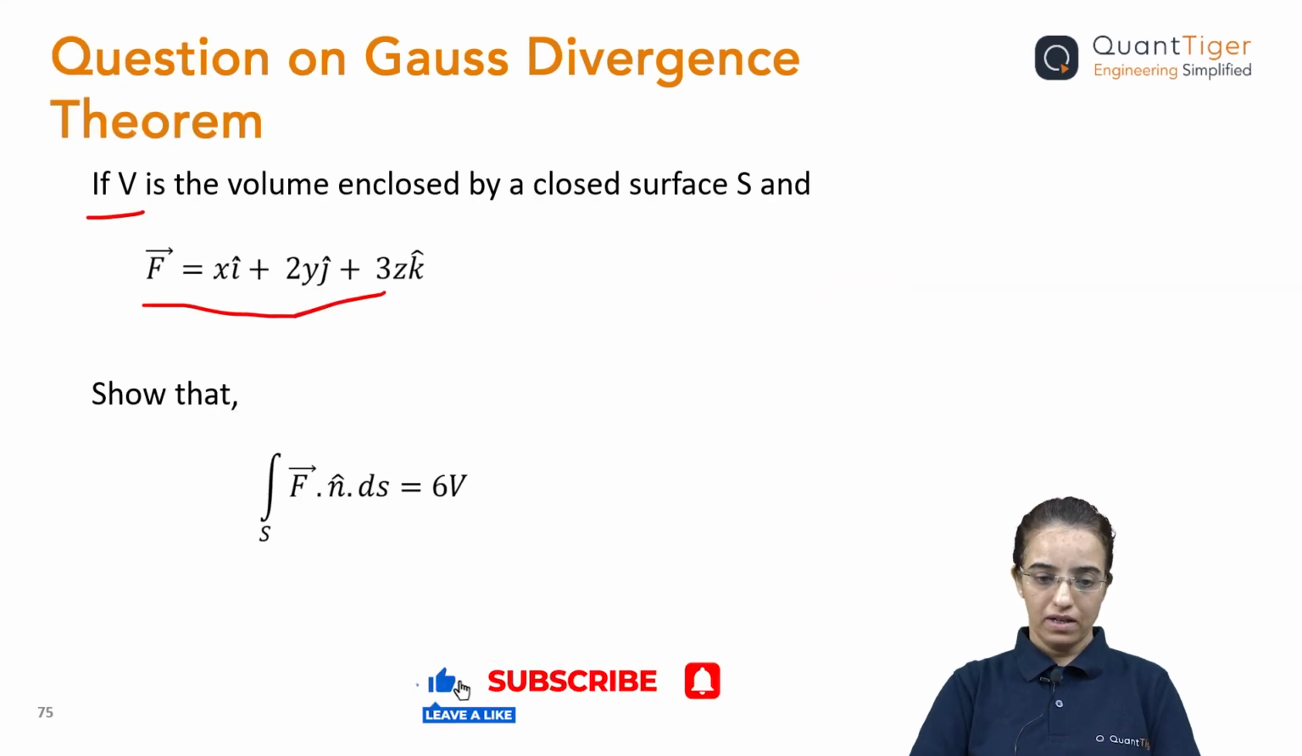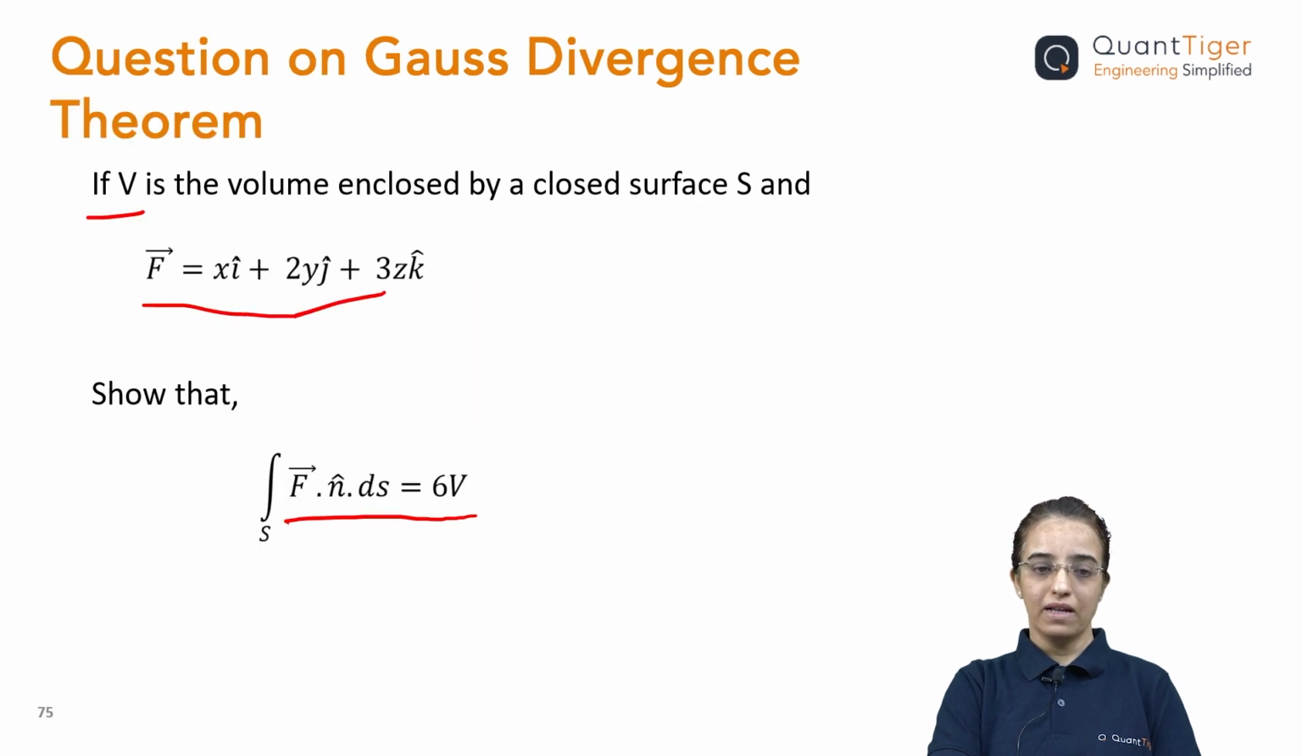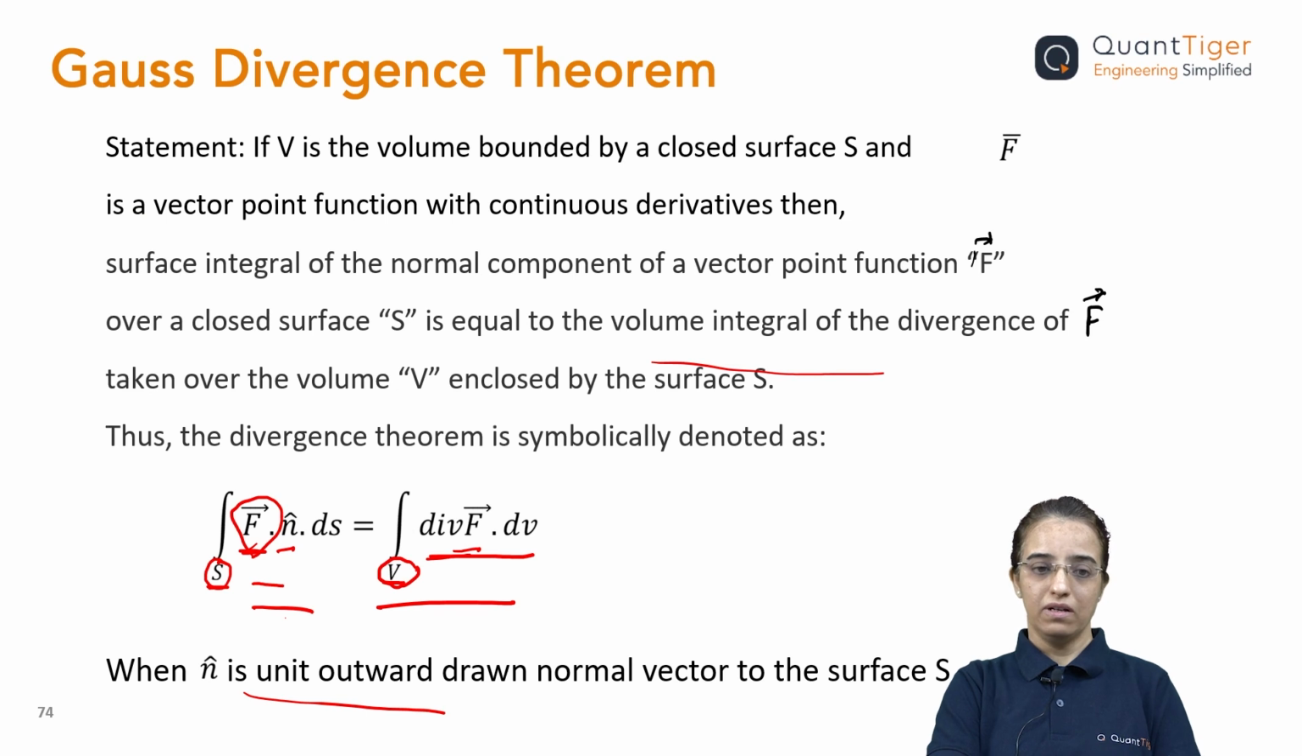What they ask you to prove is that the surface integral of F dot n cap ds is equal to 6V. Using the Gauss divergence theorem, we found the right hand side comes to 6V. So, that is why we can say that F vector into n cap into ds is also equal to 6V. This is how we have used the Gauss divergence theorem to show the relationship between surface integral and volume integral. It is very similar to what we have seen in the previous theorems, which are Green's theorem and Stokes theorem.